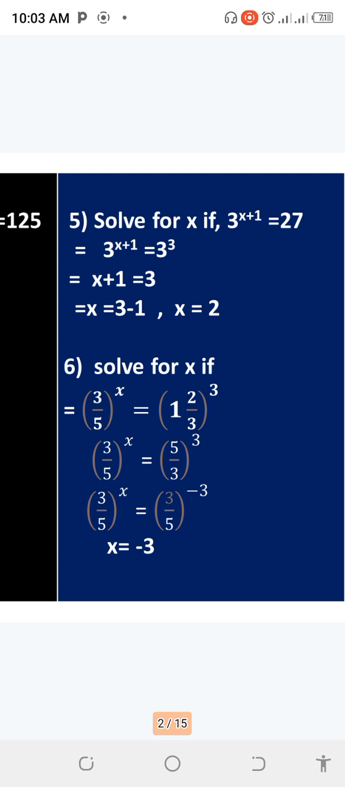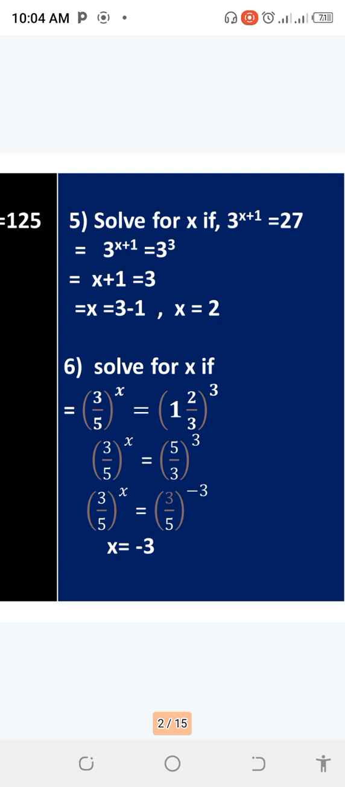Taking like terms together, we have x is equal to 3 minus 1, which finally gives us x is equal to 2. Now let us check whether x is equal to 2 is the answer. In the equation, replace x, the exponent, by 2. It now becomes 3 exponent 2 plus 1, and 3 exponent 2 plus 1 is the same thing as 3 exponent 3, which is equal to 27. So the answer is correct.